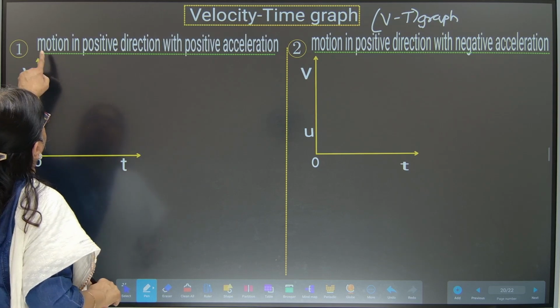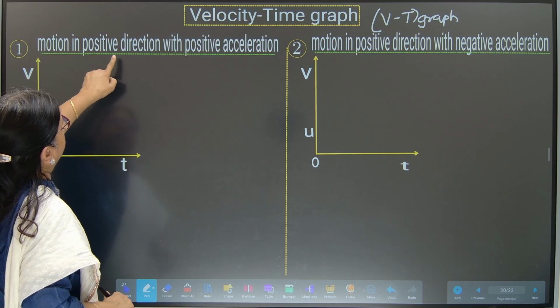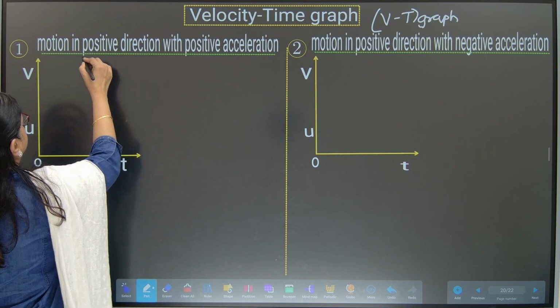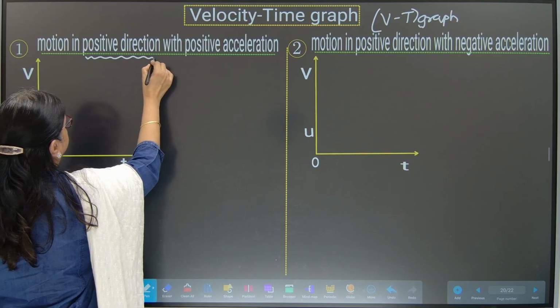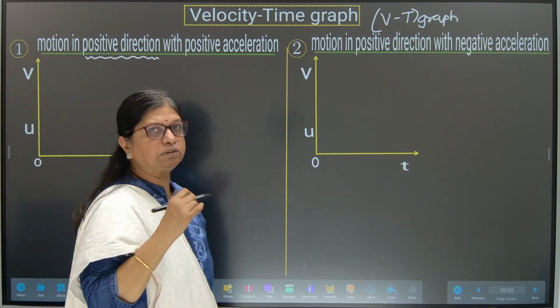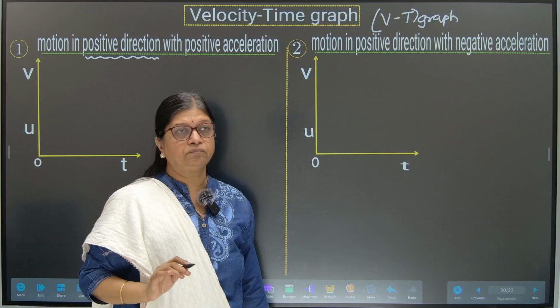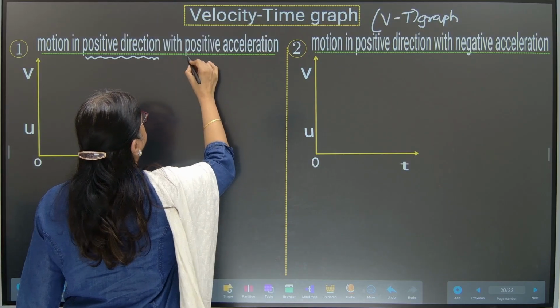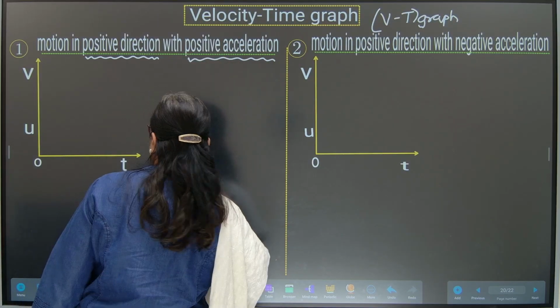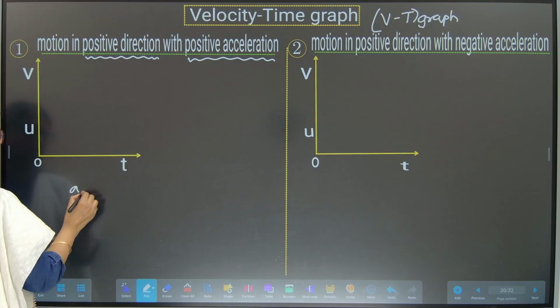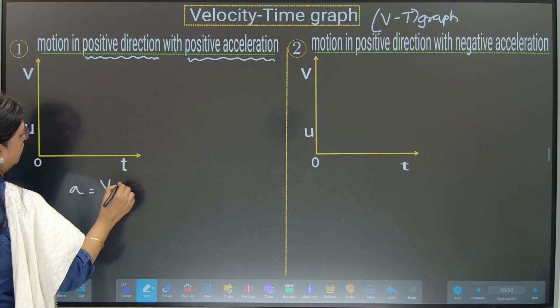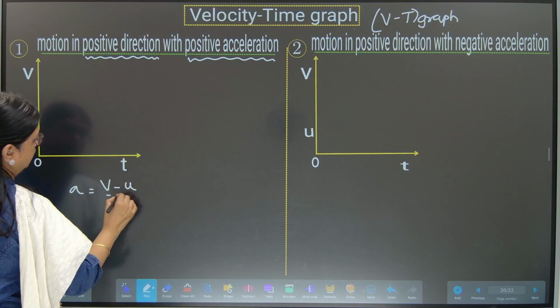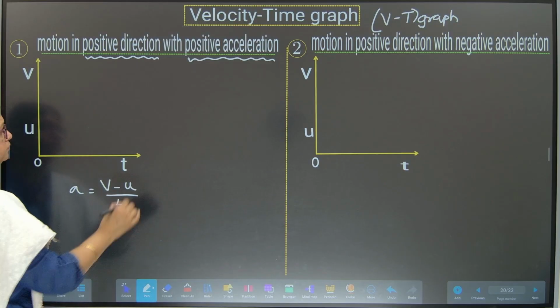Now here we have motion in positive direction with positive acceleration. Now what is the meaning of the word positive direction? Positive direction means the body is moving forward. Positive acceleration means what? Let us see through the formula. What is the formula of acceleration? Instantaneous acceleration: final velocity minus initial velocity upon time taken.